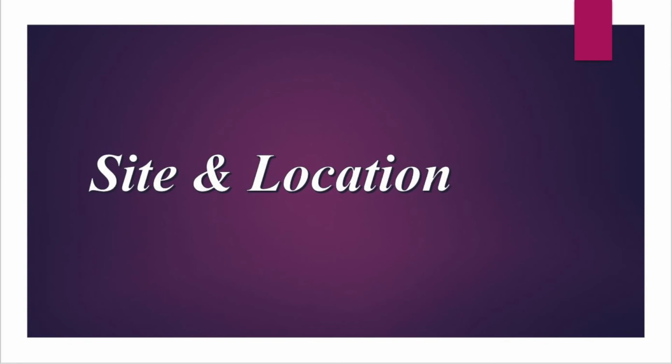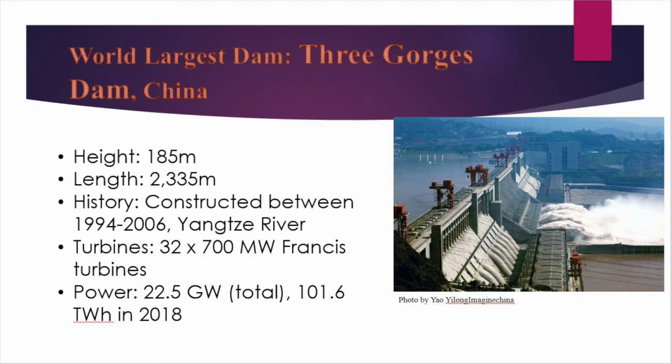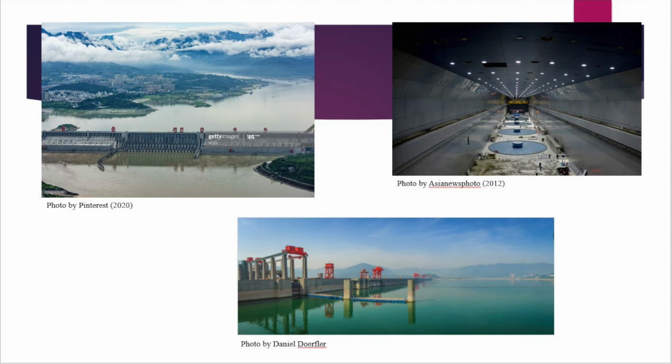The famous Three Gorges Dam of China. It was built between 1994 to 2006 in Yangtze River. It has 32,700 megawatt turbines and generates a maximum total of 22.5 gigawatt power. It also holds the record of the biggest hydroelectrical generator and the largest dam in the world.